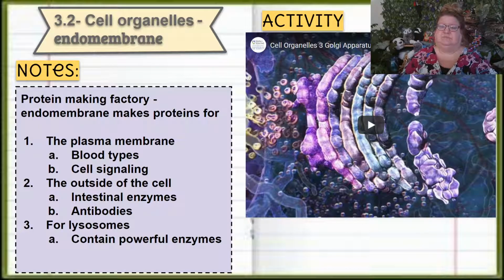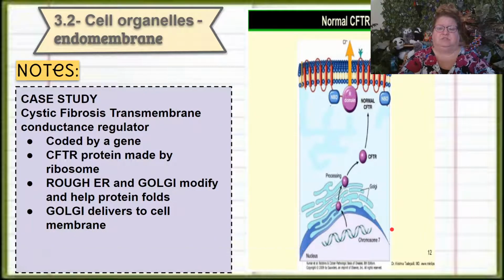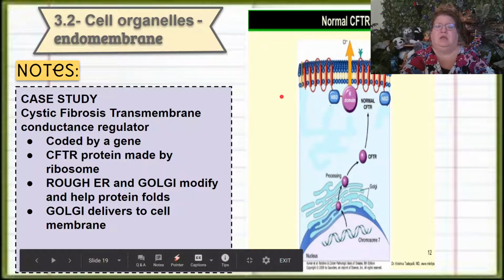Your blood types are blood types because they're different types of proteins. We can make proteins that go outside the cell, like intestinal enzymes. We can make antibodies that go outside the cell into your bloodstream. Or we can deliver the proteins to other organelles, like lysosomes, that contain powerful enzymes. So let me wrap up and show you a case study. In this case, cystic fibrosis. Now, in this case, this is the normal membrane protein.